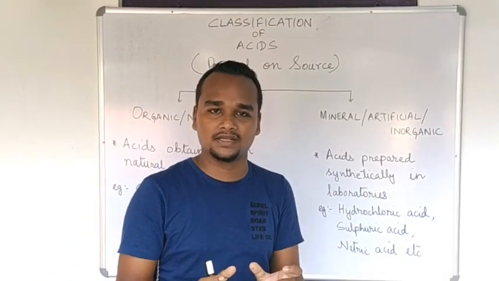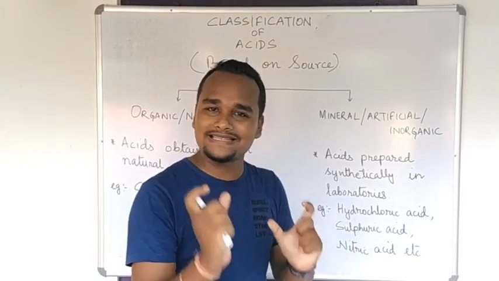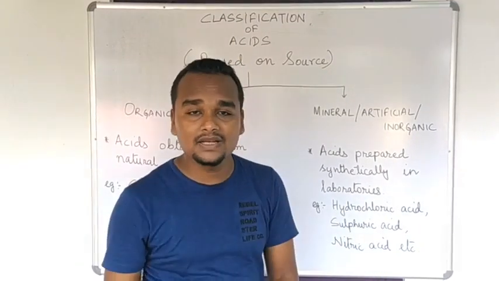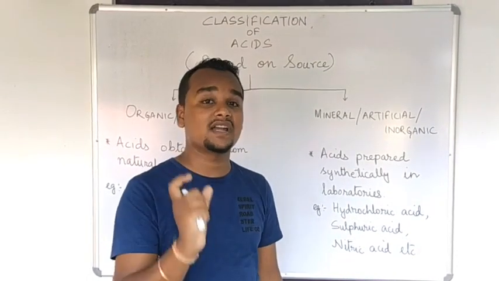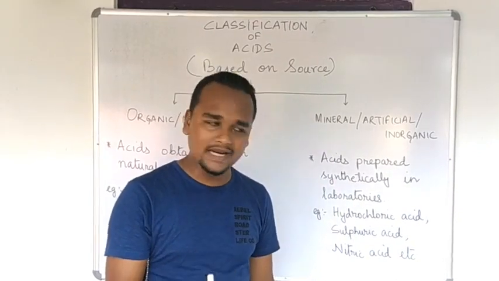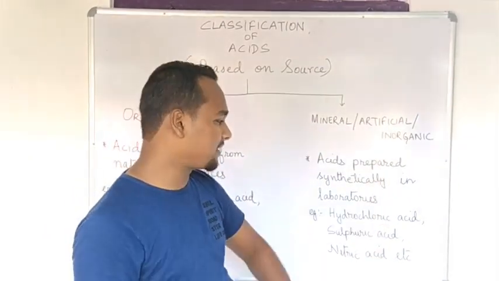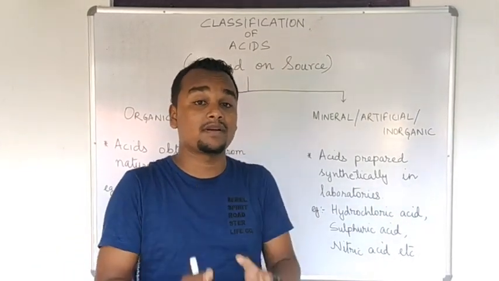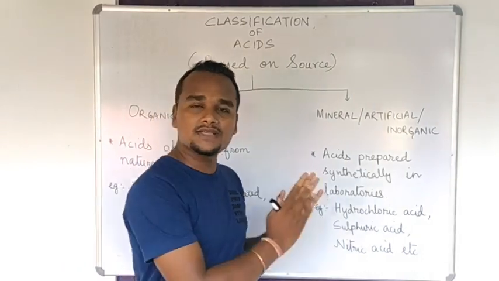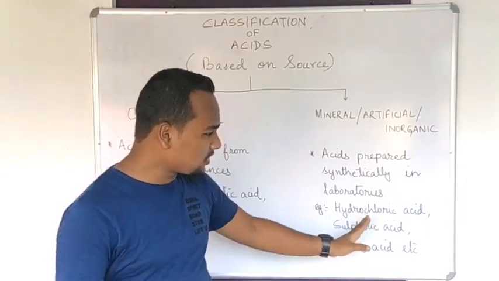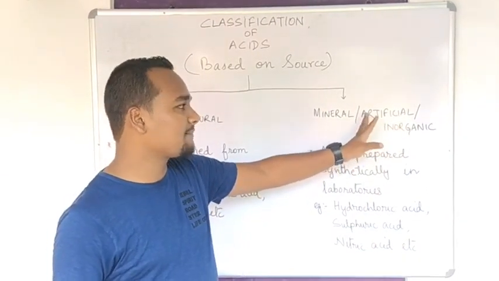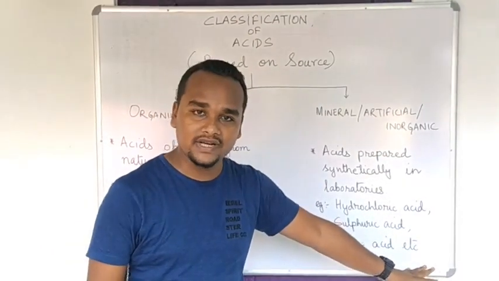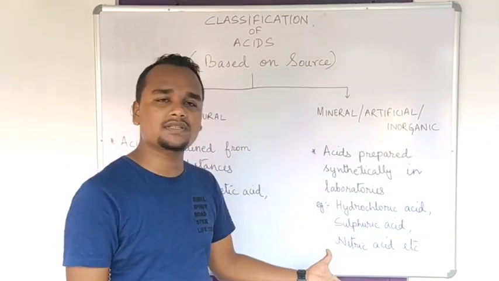You might find the word synthetic in many things, like synthetic wool, synthetic chemicals. What is the meaning of synthetic? It is artificial, man-made. So these acids are prepared synthetically in the laboratories. Since they are synthetically prepared, they are prepared for a purpose, so these are too corrosive. Examples of mineral acids are hydrochloric acid, sulfuric acid and nitric acid, and many more. I have just given you three examples only.